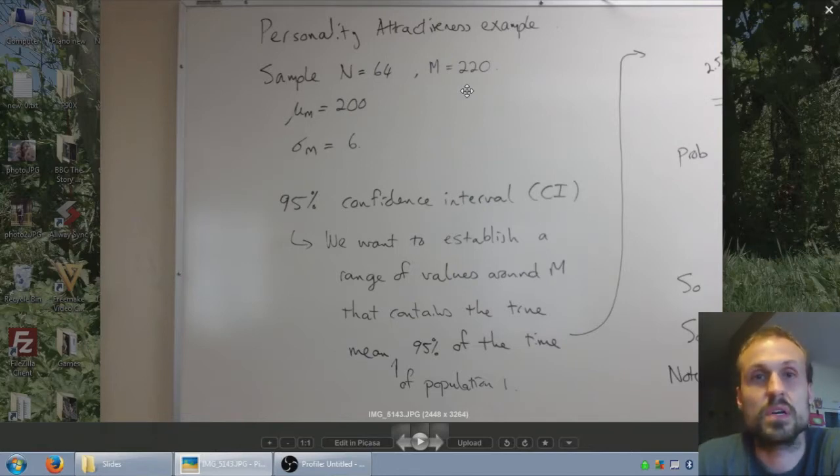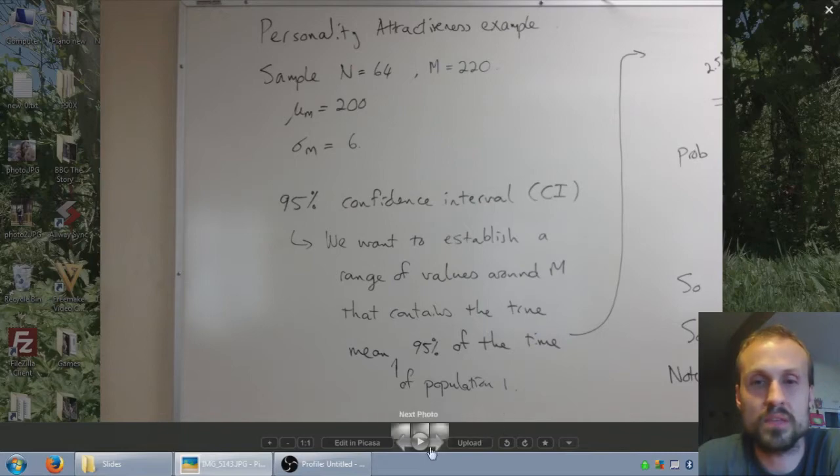My sample is a suggestion, but it might not be completely accurate. That's all I can go on. So I want to have a range of values, an interval, so that I'm fairly confident, fairly sure that I've captured the mean, and it's somewhere in there. I don't know exactly where.